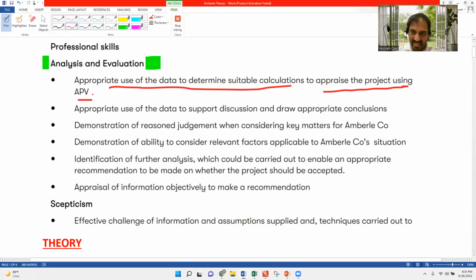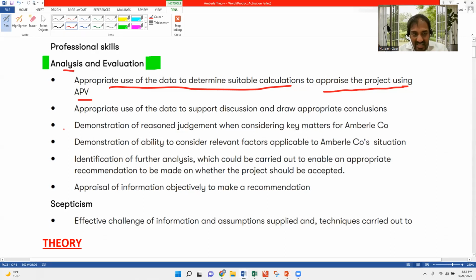Have we already done this? Can you please reply to me? Yes, we have done this. We did suitable calculation to appraise the project using the APV. So this is actually the part of analysis.